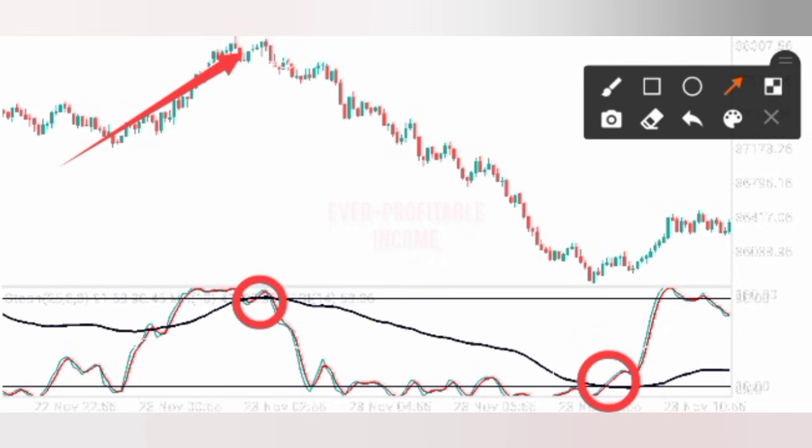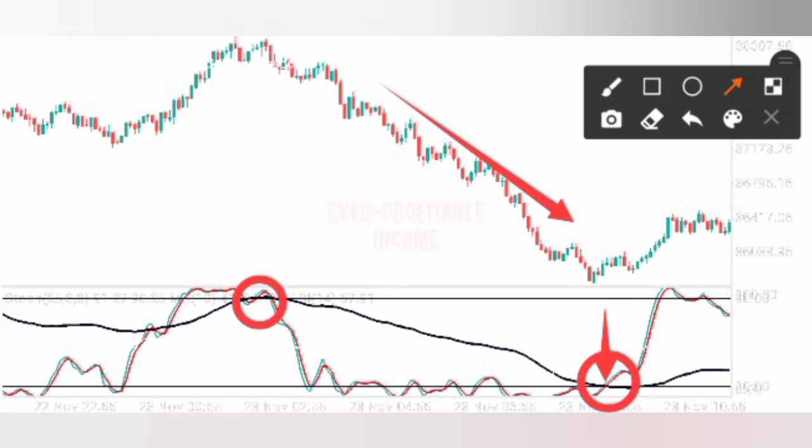Right here you can see that it was initially bullish, and when the stochastic oscillator and the moving average intercepted, price changed to become bearish. When you get such a signal, you can enter for a sell. The same thing happens right here also. You can see that it was bearish, and when there was an interception between the stochastic oscillator and the moving average, price reversed and started trending up.